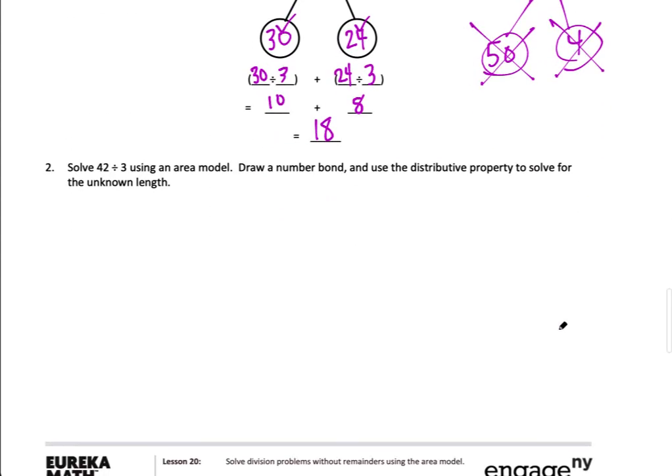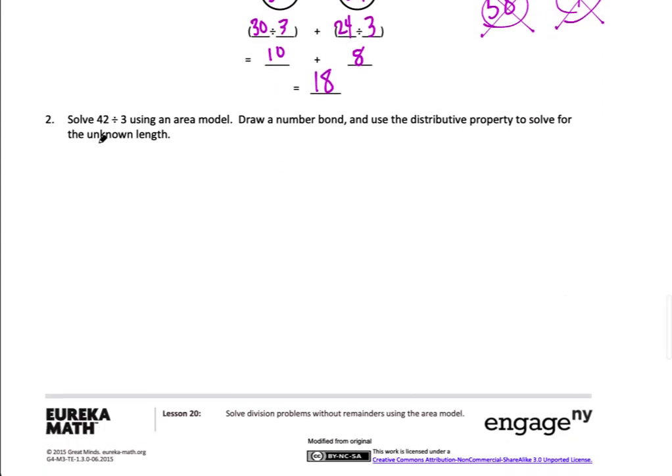All right, on to number 2. It says solve 42 divided by 3 using an area model, draw a number bond, and use a distributive property to show the unknown. So we got 3 things to do: an area model, number bond, distributive property. All of these things you should be familiar with. This one right here, very easy. You probably do the distributive property, you just don't realize you're doing it. So I'll show you what this is, just in case you're confused about the distributive property.